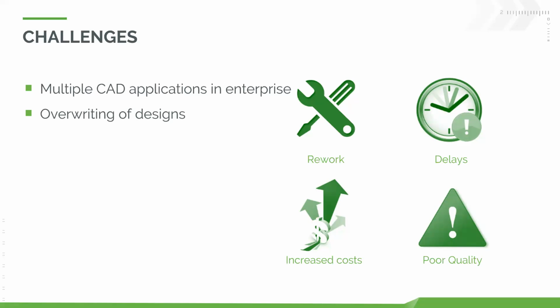Oftentimes, companies that don't have a system in place at all are just using file drives. Maybe you have your file explorer connected to a server, or you're using a Dropbox or a Google Drive or one of those methods. The problem is when you're doing that, it gets really tough for designers and engineers to make sure that everybody's working with the latest versions and not overwriting each other's work in the process, which obviously wastes a ton of time and a ton of money. And then of course it results in a lot of rework as well.